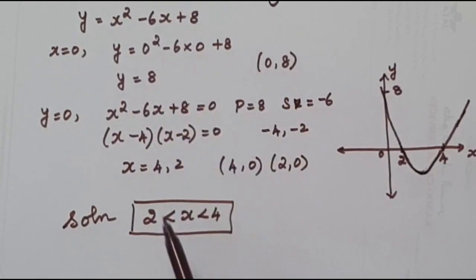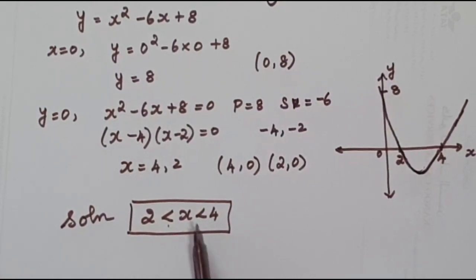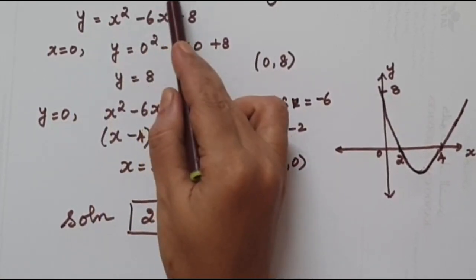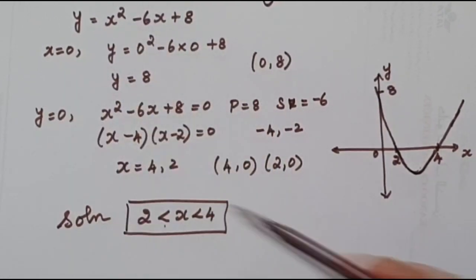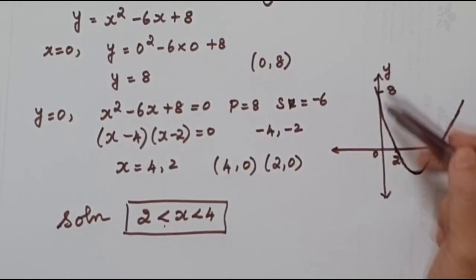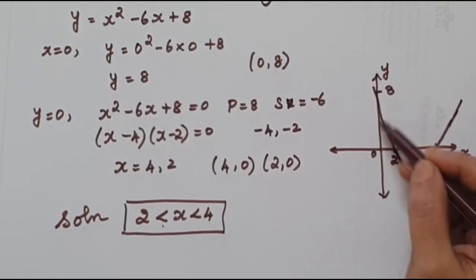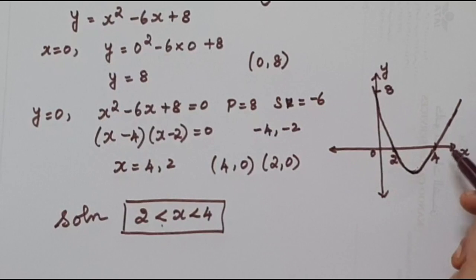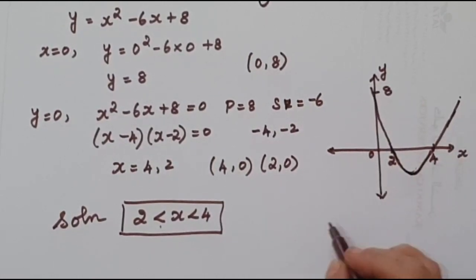Suppose if it was a less than or equal to, we'll write here 2 less than or equal to x and less than or equal to 4. Suppose if our inequality had a greater than instead of lesser, that means y is greater than 0. Where is y greater than 0? That is above the x-axis. So where is our graph which is above the x-axis? This part and this part, 2 parts are there. So we write 2 inequalities.